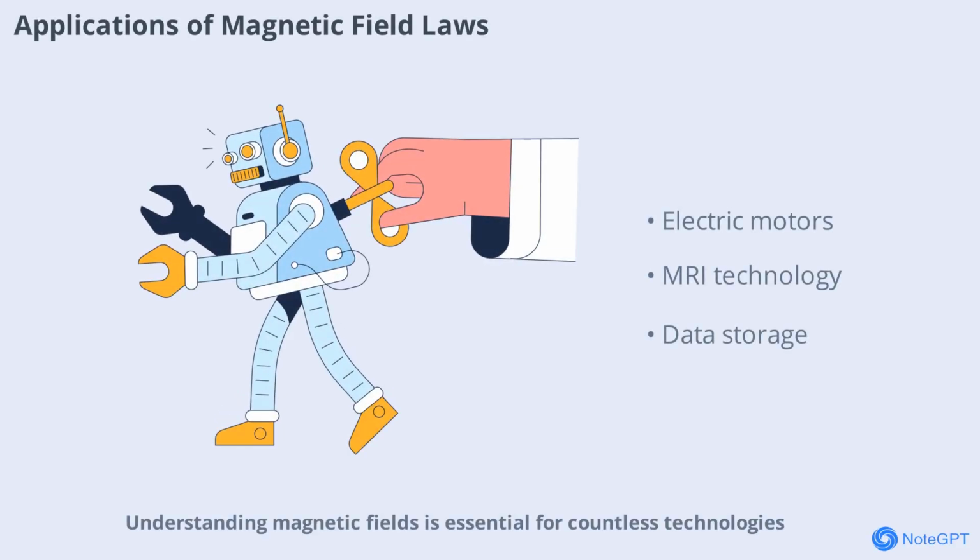Understanding magnetic fields is essential for countless technologies. Electric motors, generators, and transformers all rely on the principles described by Gauss's law for magnetism. Magnetic resonance imaging, MRI, in medicine, and data storage in computers also depend on our knowledge of magnetic fields. This law helps engineers and scientists design devices that harness magnetic forces for practical use.